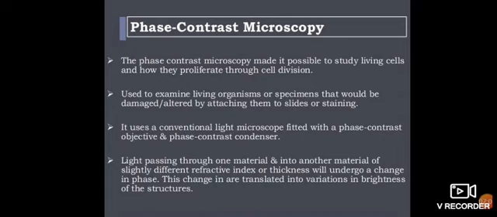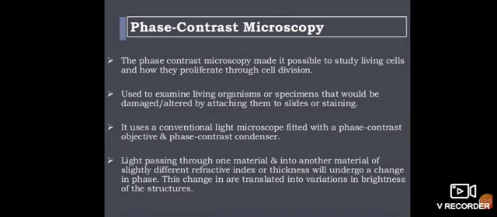If we are observing a simple type of microorganism, at that time we require that the specimen should be stained. But in phase contrast microscopy, even if your microorganism is not properly stained, we can still easily observe it. Okay, it is a conventional light microscope fitted with a phase contrast objective and phase contrast condenser.